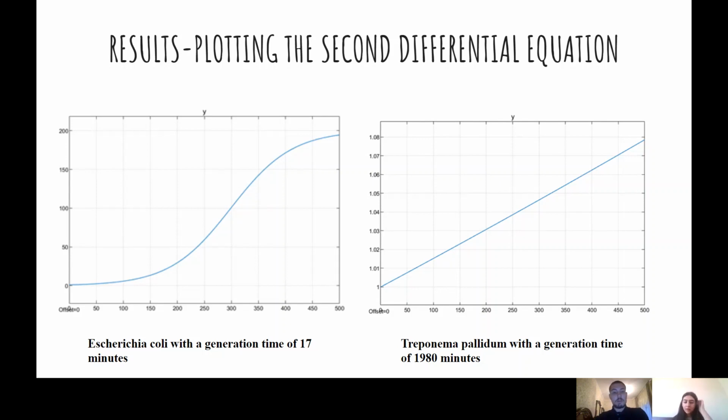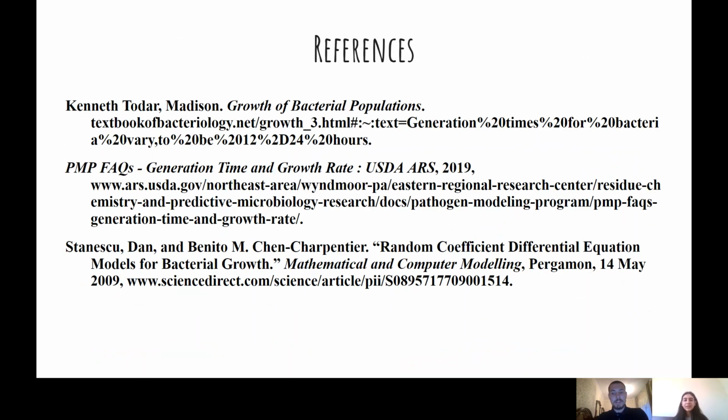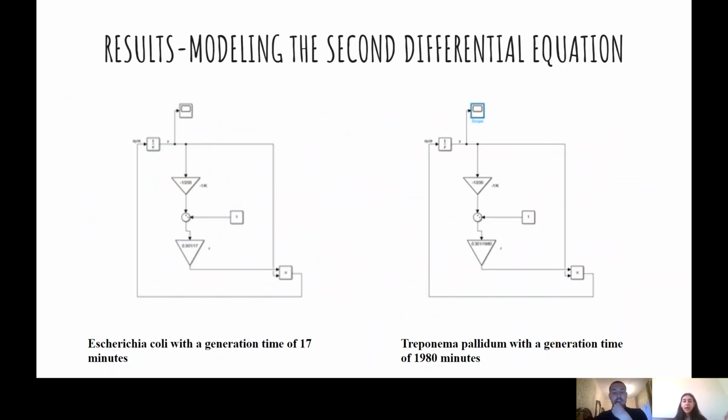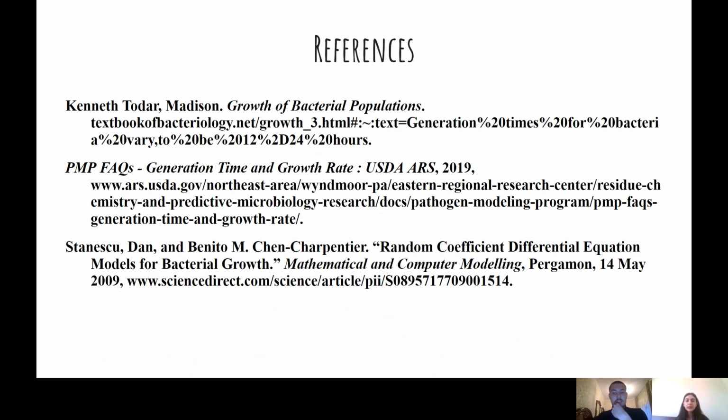And here's our references. I just wanted to make a little side note talking about the relation between generation time and the growth rate. As you can see from our Simulink models, in order to obtain the actual growth rate, you have to divide 0.301 by the generation time, and this can be seen in our references. We got it from the Department of Agriculture in the US.